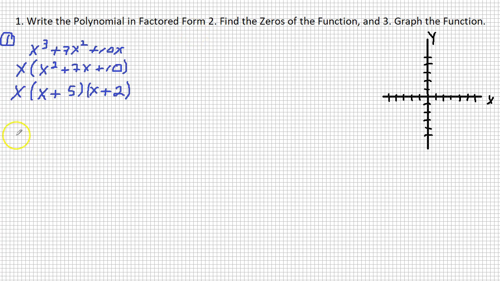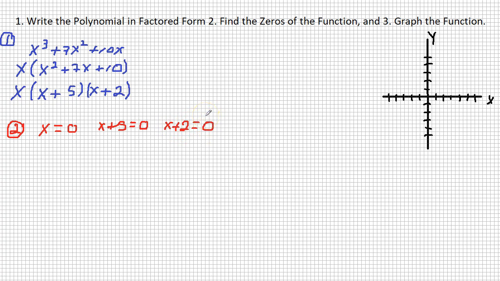Okay? Now, step number 2, we are going to find the zeros. So what does that mean? It means take every factor, set them equal to 0, and then solve for x. So my first factor is x, so I say x equals 0. Then I say x plus 5, the second factor, equals 0. And x plus 2, the third factor, equals 0.